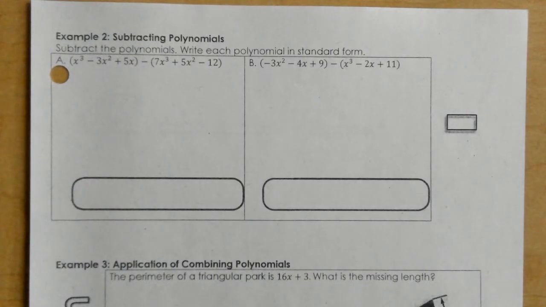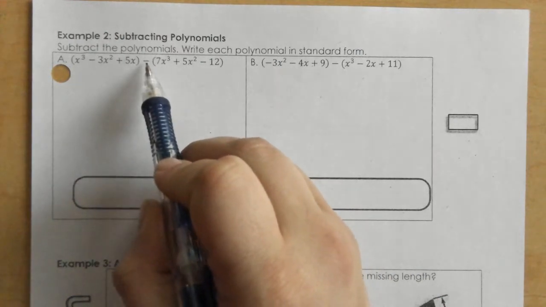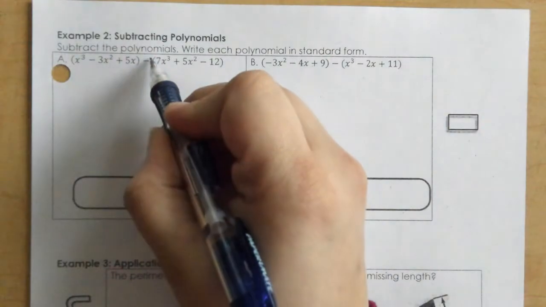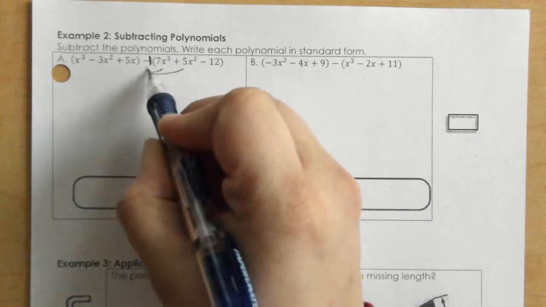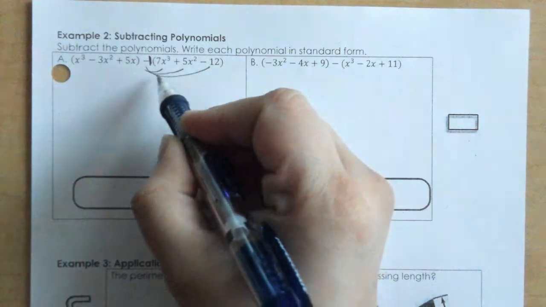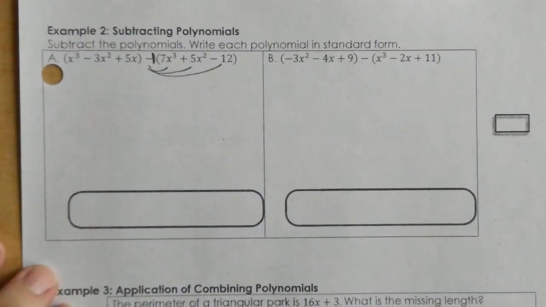Then we also have subtracting polynomials. So here, you can see that there's a negative or a minus sign in between them. That's like having a negative 1. And then you distribute that negative to every term after it. So let's kind of zoom this in just a little bit here.